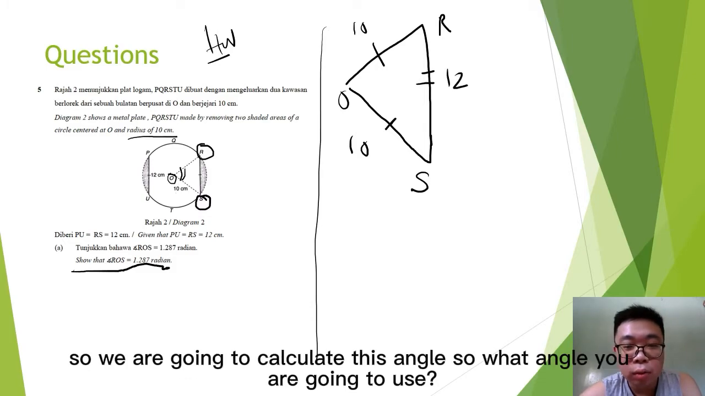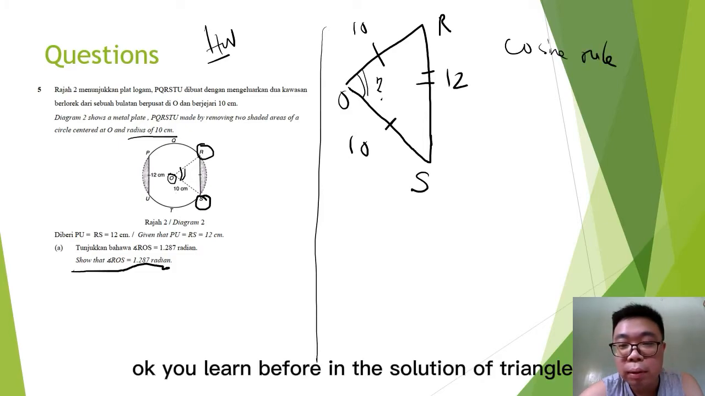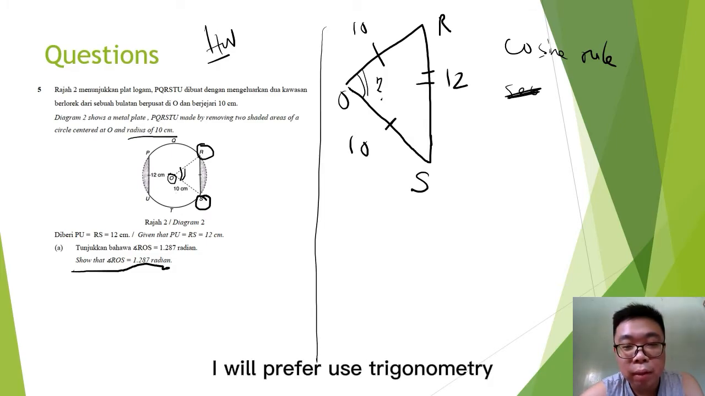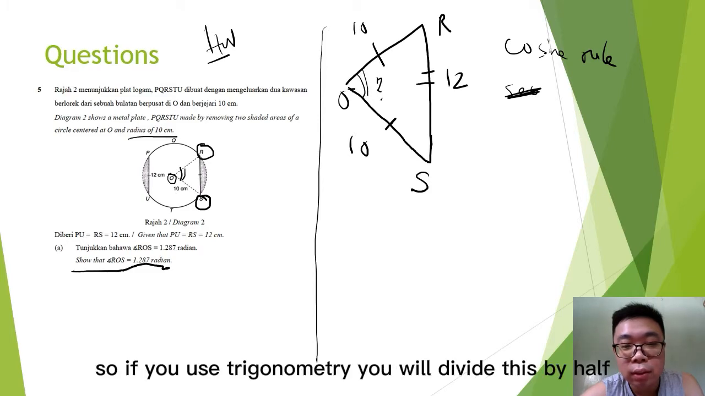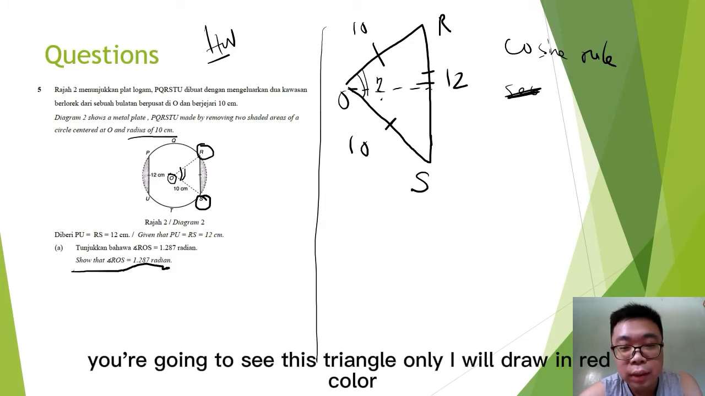So we are going to calculate this angle. What method are you going to use? You can actually use the cosine rule that you learned before in the solution of triangles, or you can use trigonometry. I would prefer to use trigonometry. If you use trigonometry, you would divide this by half. So as you can see, first of all, we are going to look at this triangle only.